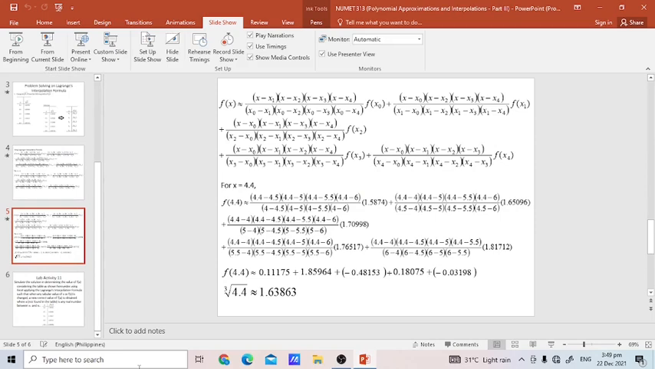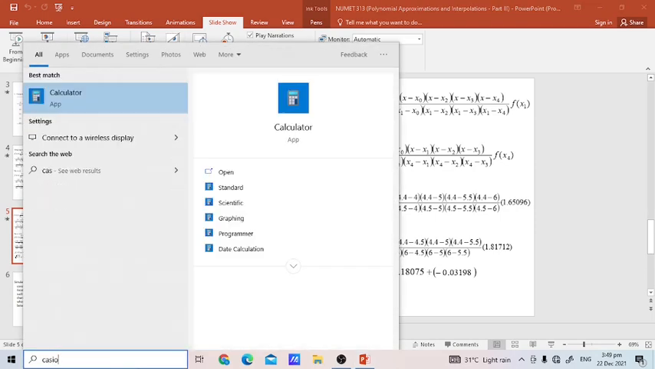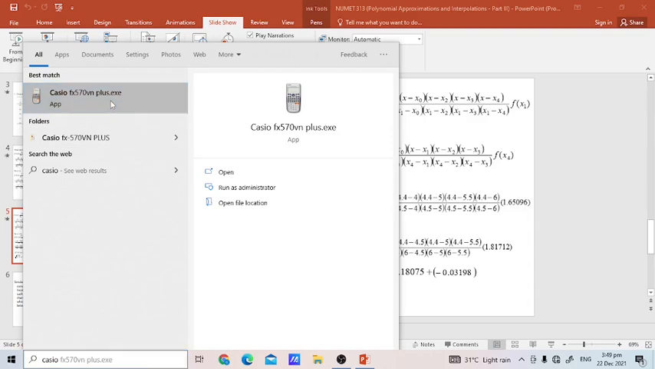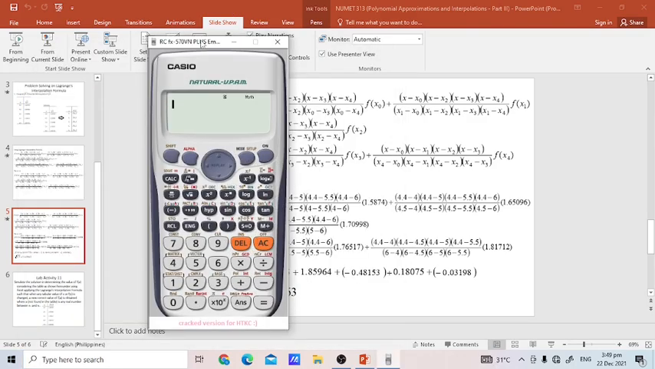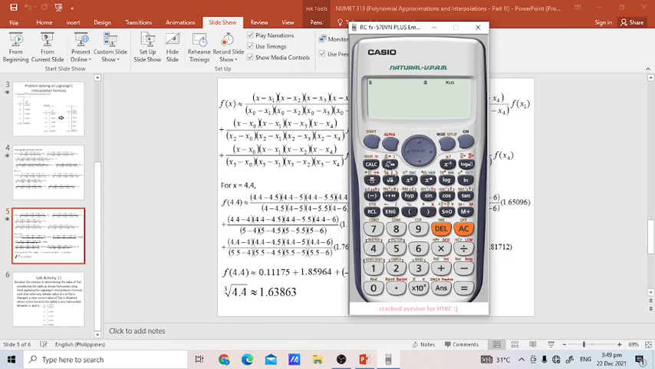Okay, so we may check our answer using a calculator. The cube root of 4.4 is 1.63864. As you notice, there is slight variation. We have cube root of 4.4 approximately equal to 1.63863. It's not exactly the same as the cube root of 4.4 because this is just an approximation. So that's the use of the Lagrange interpolation formula.